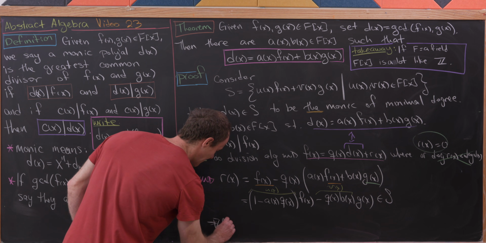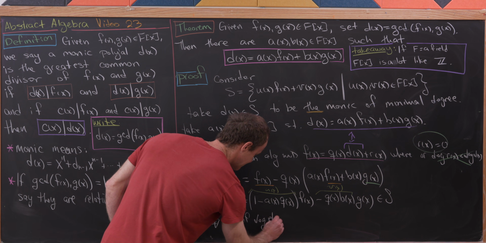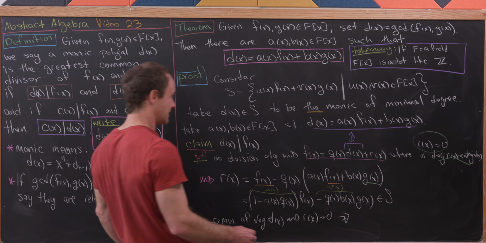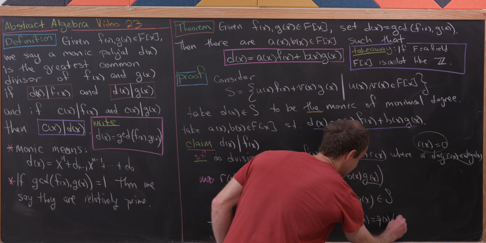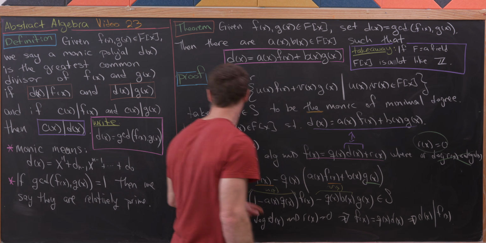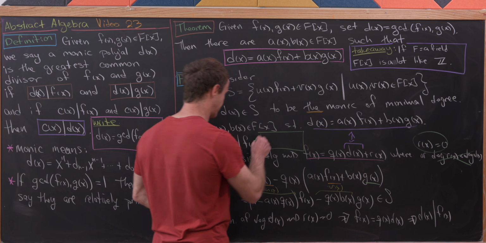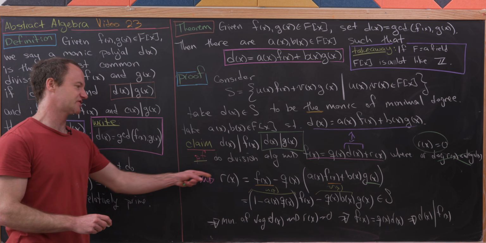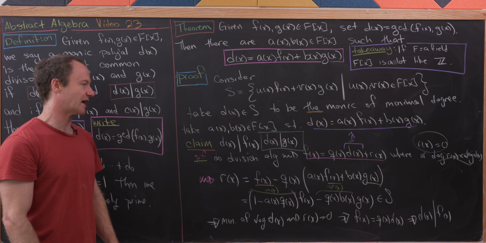So let's write that here. By the minimality of the degree of d of x, we know that r of x equals 0, which implies that we have, right here, f of x equals q of x times d of x, which is exactly what we need to say that d of x divides f of x. And so that finishes the proof of this claim. And like I said, we can very, very similarly prove that d of x divides g of x. It's so similar that we won't even do it. It's just like the symbols are going to be in different places. Okay, so now we have that d is a common divisor of f and g.